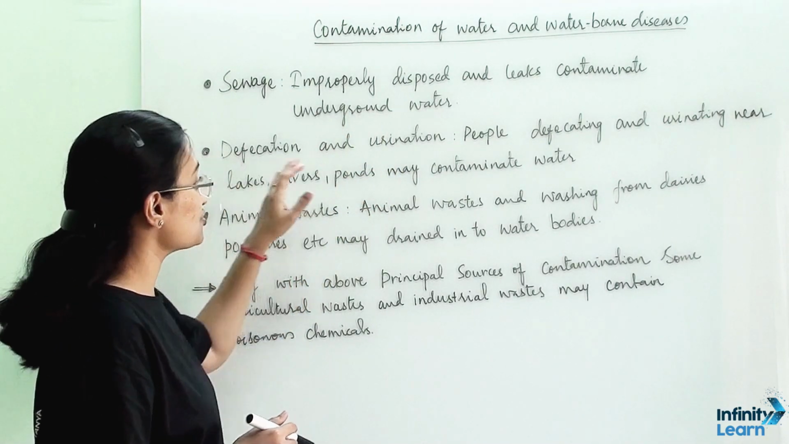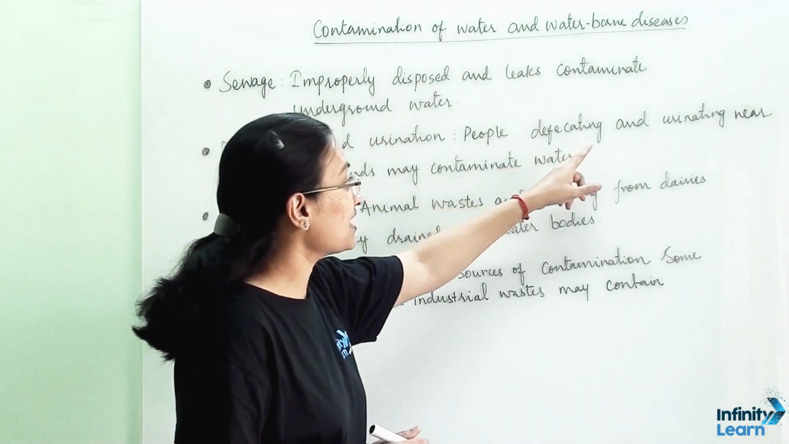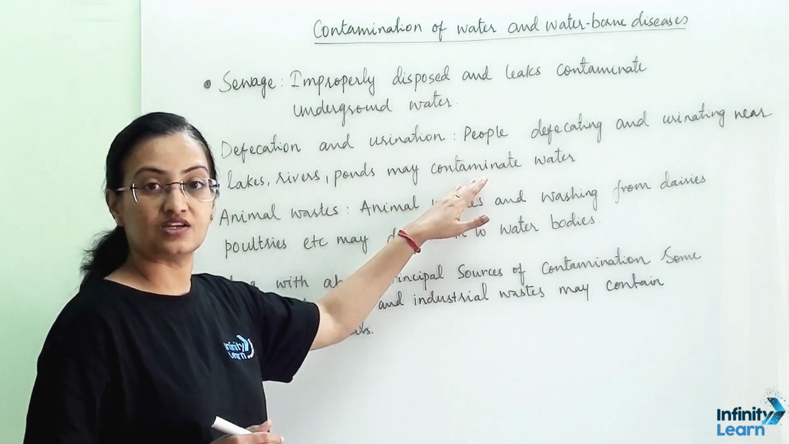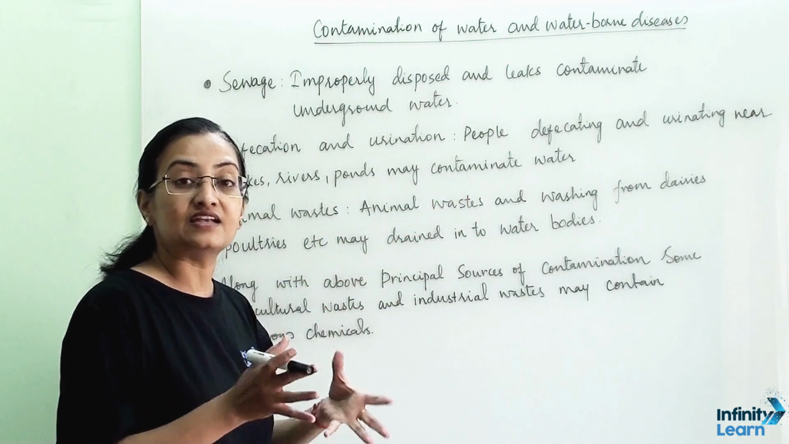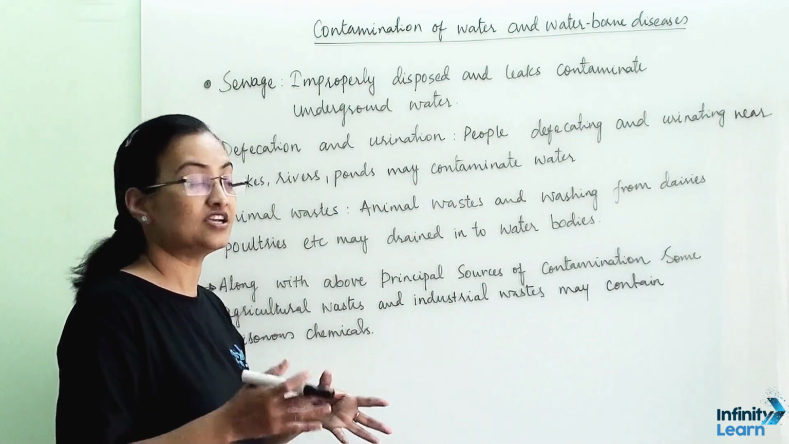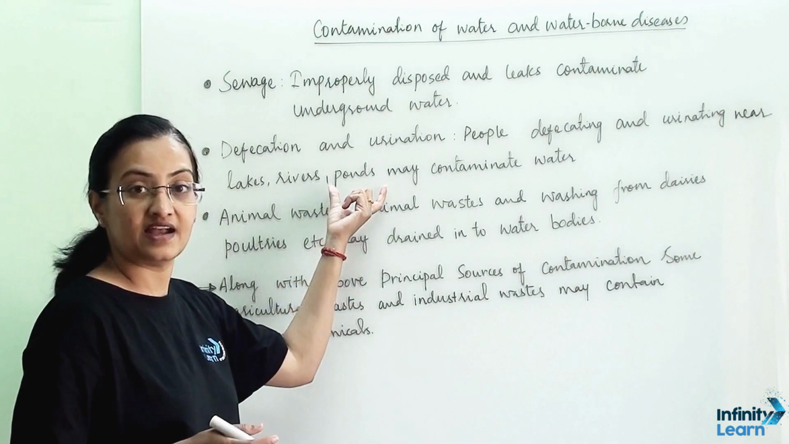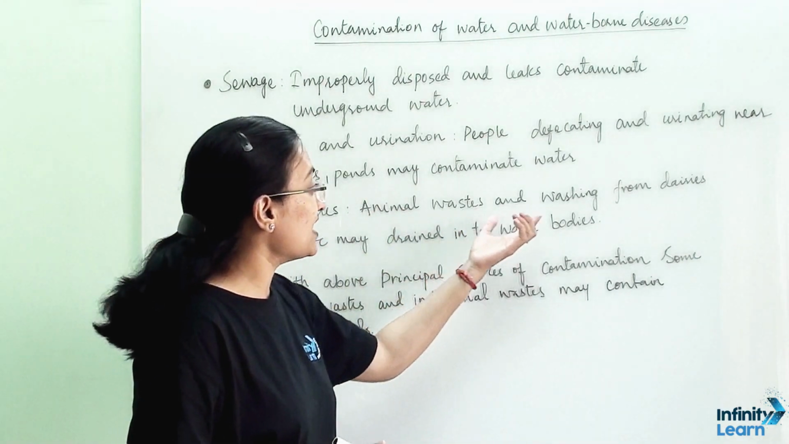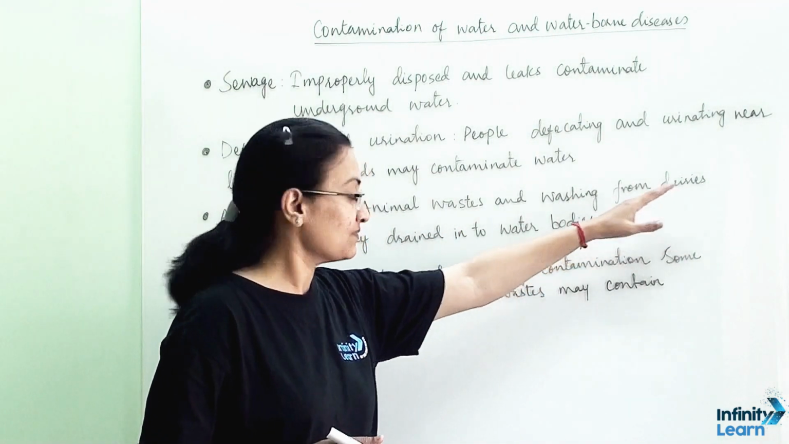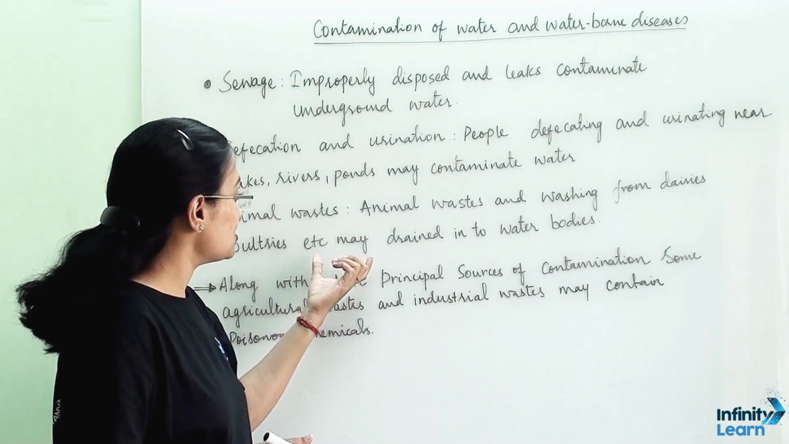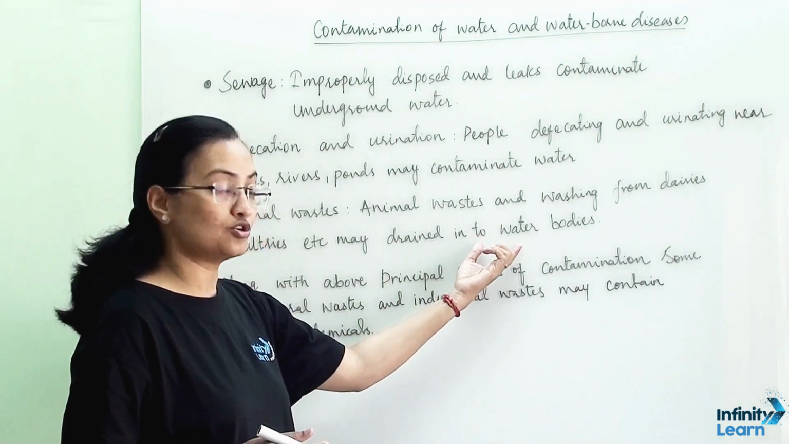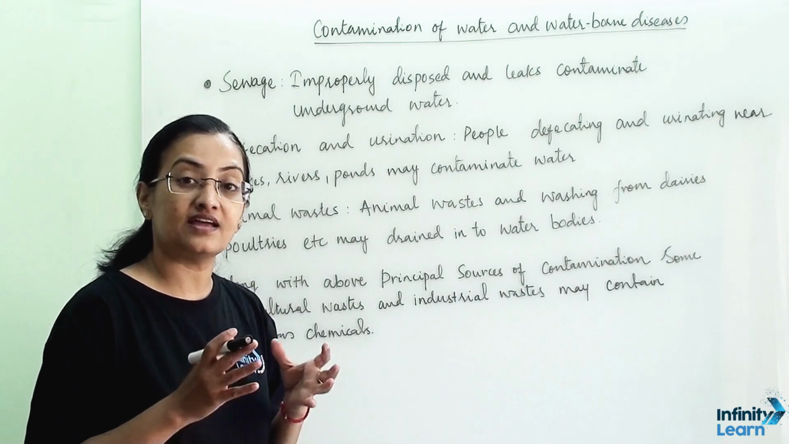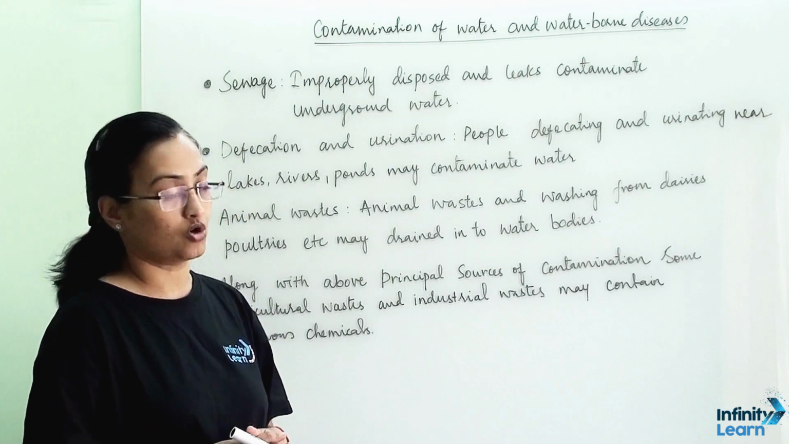Then comes defecation and urination. People defecating and urinating near lakes, rivers, and ponds may contaminate water. Eventually it will get mixed with the water and contaminate lakes, rivers and ponds. Then comes animal waste. Animal waste and washing from dairies, poultries, etc. may drain into the water bodies and eventually get mixed with the water bodies and reservoirs, and this waste will contaminate the water.